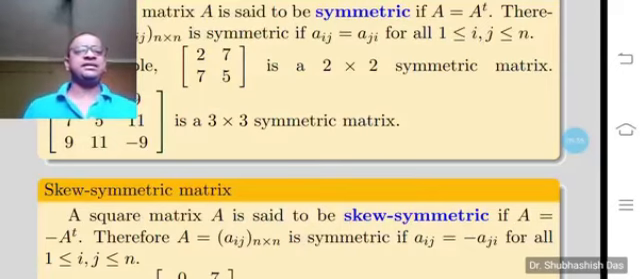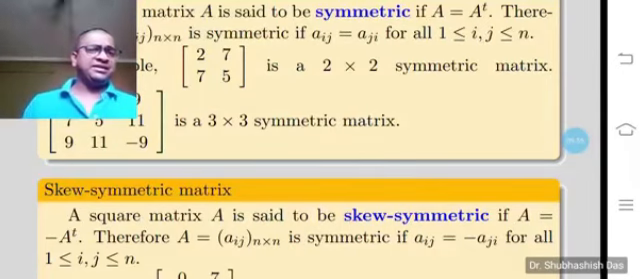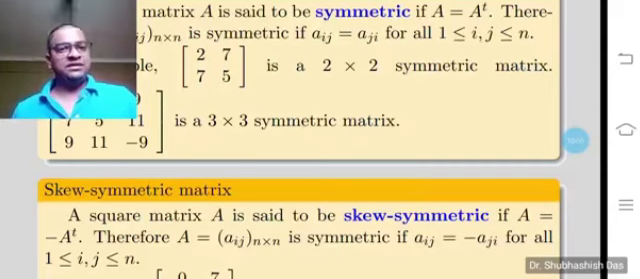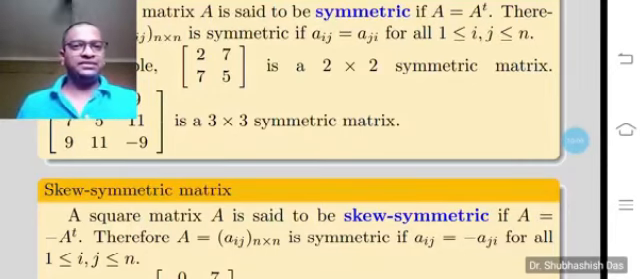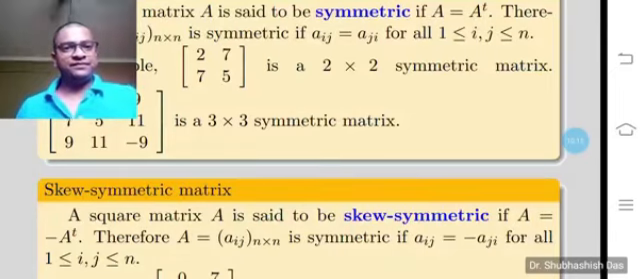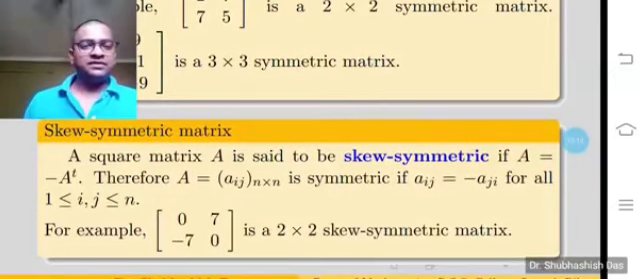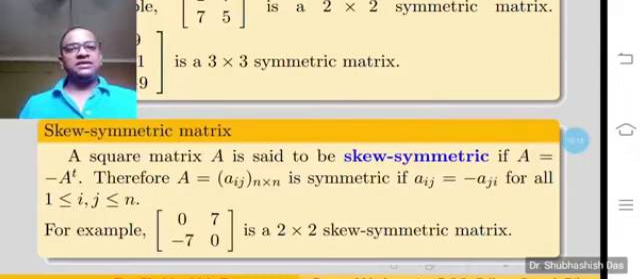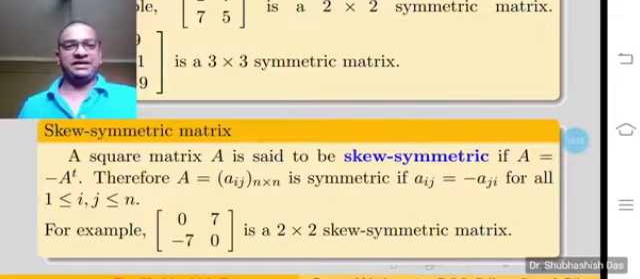Skew symmetric matrix. For a square matrix, if A transpose is equal to minus A, then A is a skew symmetric matrix. For example, [0 7; -7 0] is a 2 by 2 skew symmetric matrix.